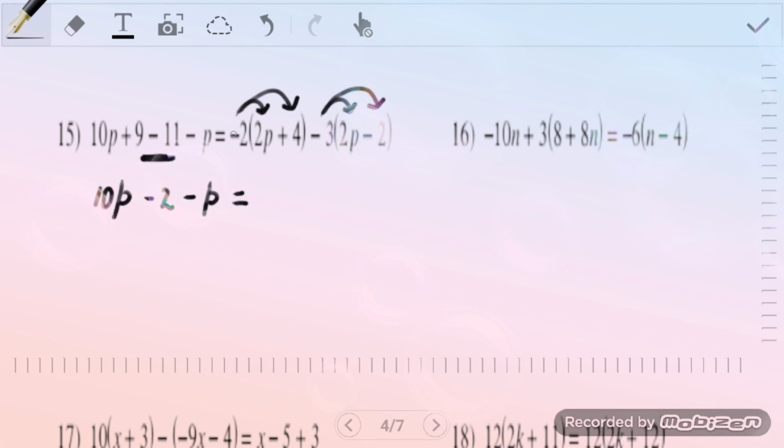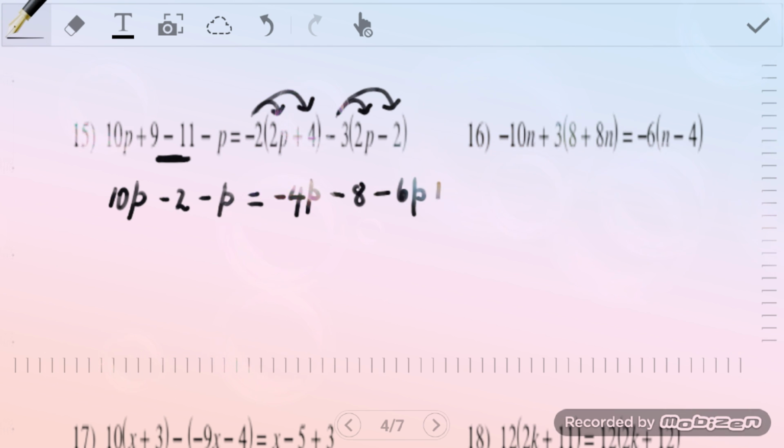So we end up with negative 2 multiplied by 2p gives us negative 4p, and negative 2 multiplied by positive 4 gives us negative 8, and a negative multiplied by a positive gives us a negative. We'll proceed now to distributing the minus 3. So minus 3 multiplied by 2p gives us minus 6p, and minus 3 multiplied by minus 2 gives positive 6.